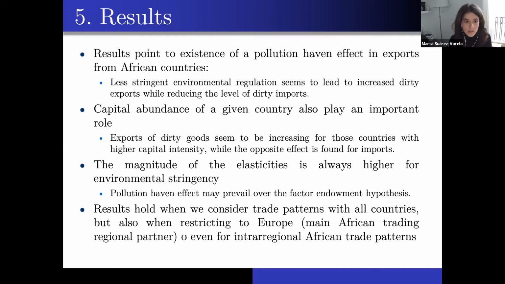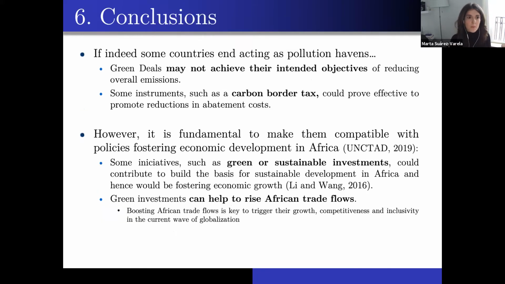And finally, it should be noted that the results hold both when we consider trade patterns with all countries, but also when we restrict only to Europe and Africa, and even for intra-regional African patterns. So we can see this trade-environment link in all those sub-patterns.